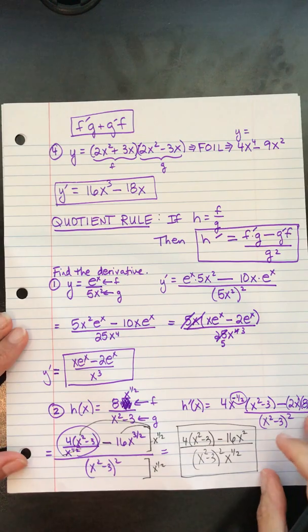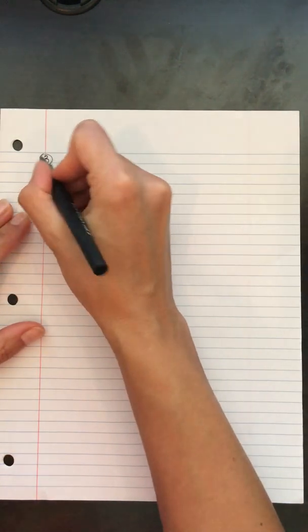Okay. Let me do one more quotient rule so we're all feeling okay. Okay, you guys can see that. Good. What's a good quotient rule problem? Oh, I know. This is a great quotient rule problem.